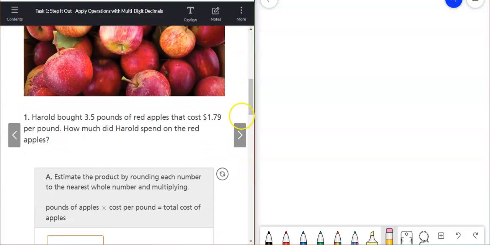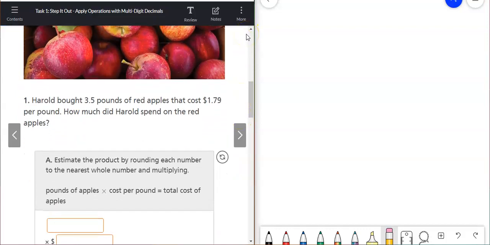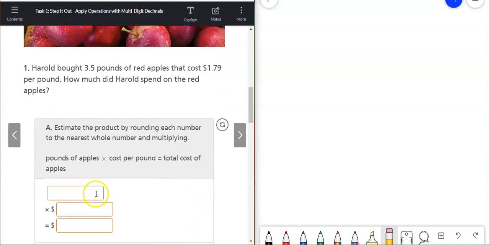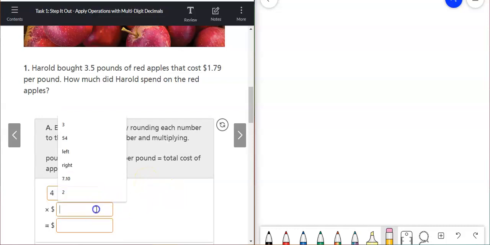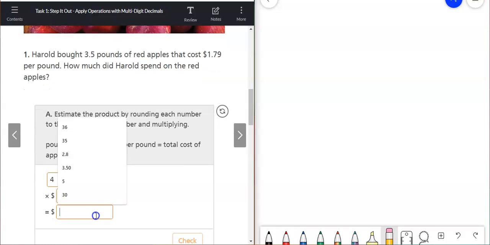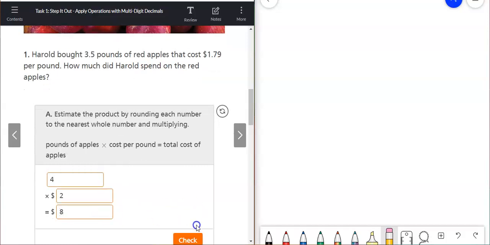So on this first problem, Harold bought 3.5 pounds of red apples that cost $1.79 per pound. How much did Harold spend on the red apples? So first, what they want you to do is throw out an estimate here. So 3.5 is close to 4, and 1.79 is close to 2. So my estimate is going to be 8.